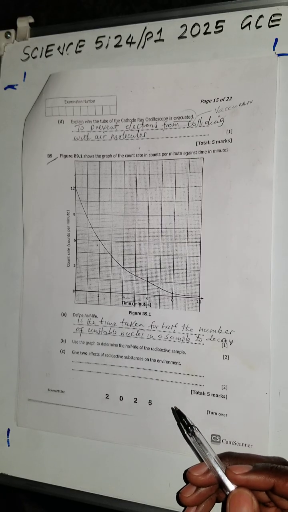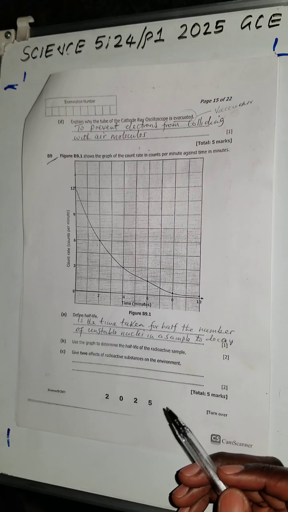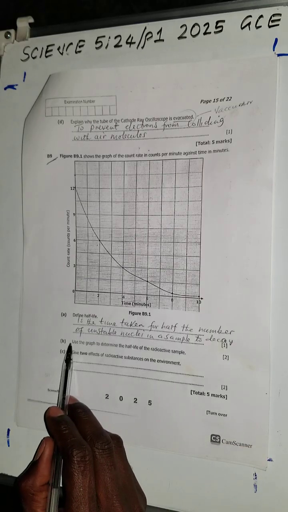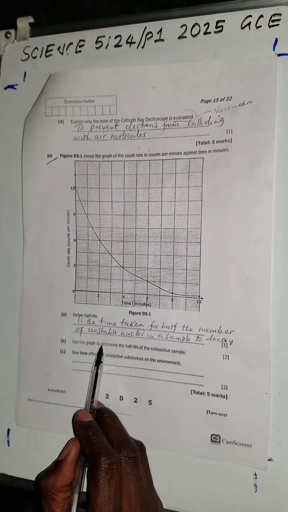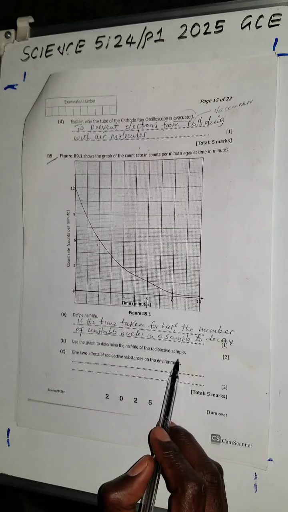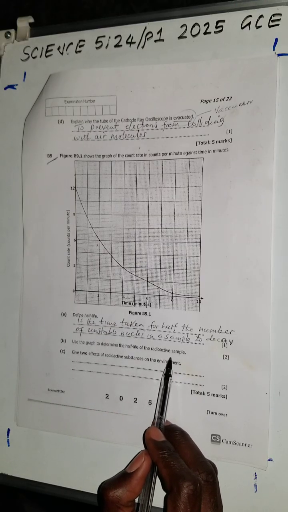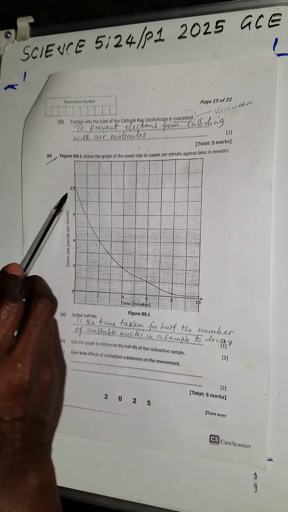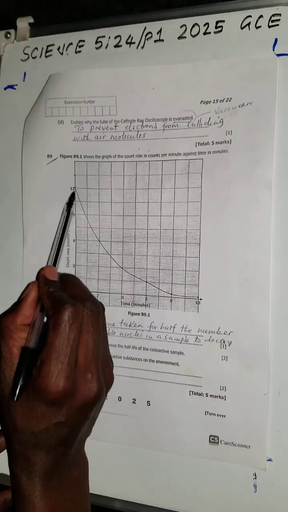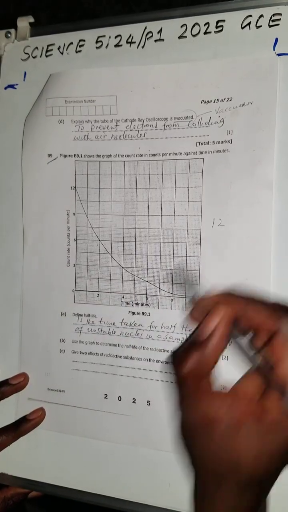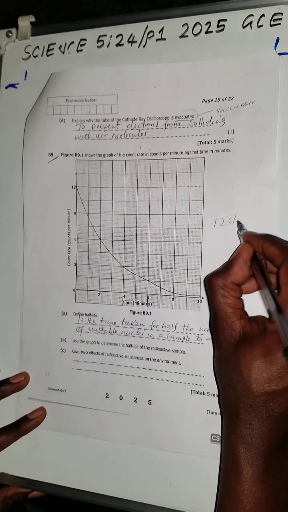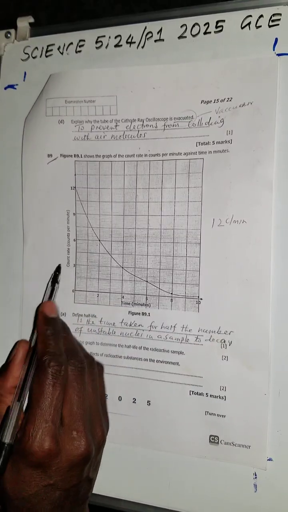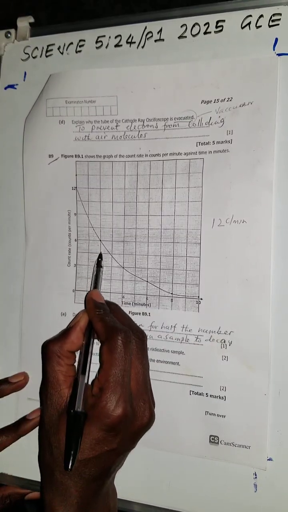So you don't need to struggle. It is something that is actually very clear, as you are able to see. Let's move on to the B part there. The B part says use the graph to determine the half-life of the radioactive sample. So you don't have to worry much about such a question. You just look at the initial, where did you start from? We started at 12, so we started with 12 counts per minute. So what is half of 12 counts per minute? It is actually 6.